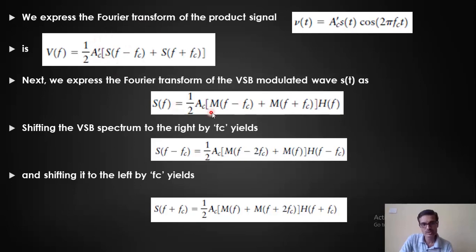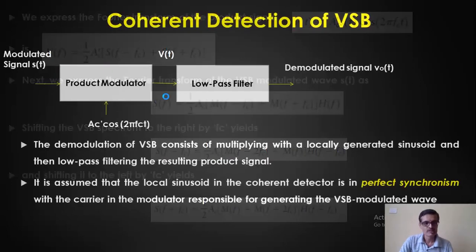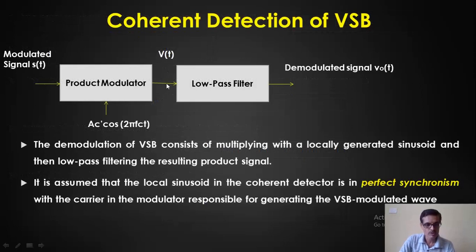Then S of f is equal to half of A_c times M of f minus f_c plus M of f plus f_c, into H of f. That's what I have done here: I substituted S of t in the frequency domain. This is the S of f I actually have for a VSB modulated signal, which I will substitute. I'll find out what S of f minus f_c and S of f plus f_c are, then I'll come back to this equation. So this is your V of f, the V of f I'll get at the output of the product modulator.